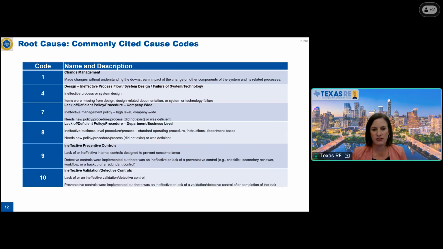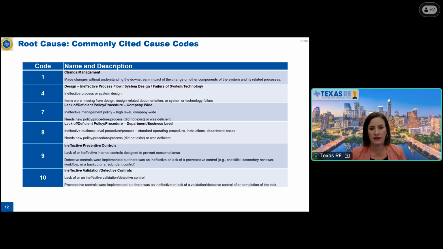Root cause, you will be choosing a code. These are some of the most commonly cited root cause codes. Code 1 is change management. This often is selected when something like you've acquired a new asset and brought that online, and then there were maybe some effects of that happened down the line that were unanticipated, or you have deployed a new software and something wasn't updated for the deployment of that after the deployment of that software.